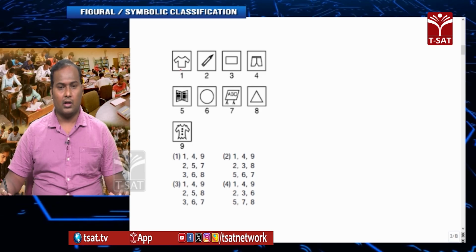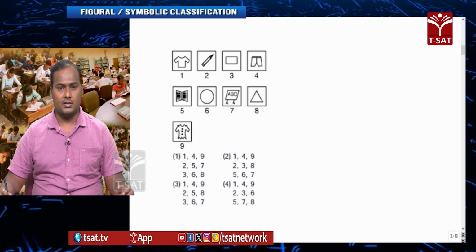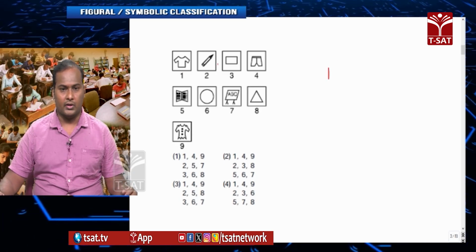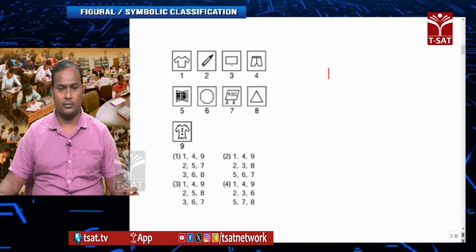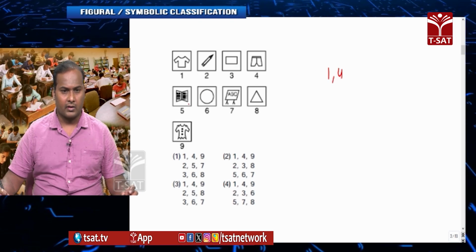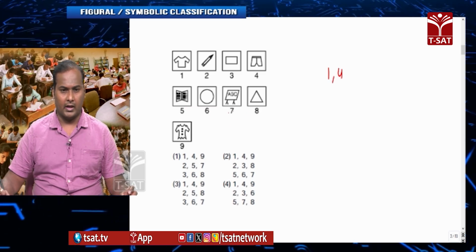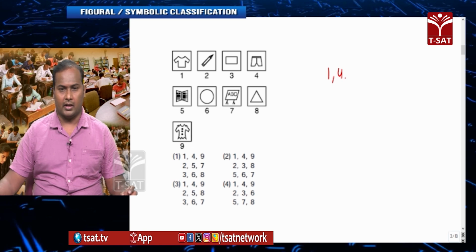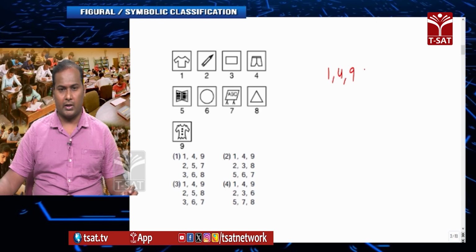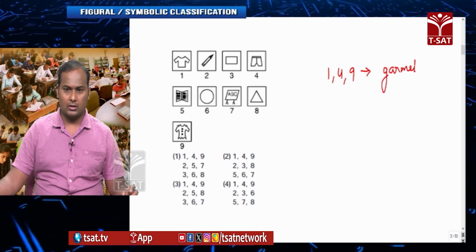In the same way, now you try to check in which other figures you can find this kind of garment character. So 2 is a pen, not possible. 3 is some square or rectangle, not possible. 4 is a garment. Again 5, 6, 7, 8 and 9. If you see 9, 9 is again a garment. So the group 1, 4, 9 is based upon garment.